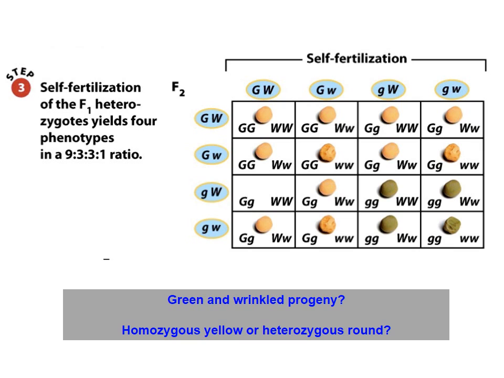Which are the ones that we had to minus out? The ones that were both homozygous round, homozygous yellow, heterozygous round. Where are those two? Right there. So those are the 2 16ths that we had to minus out.